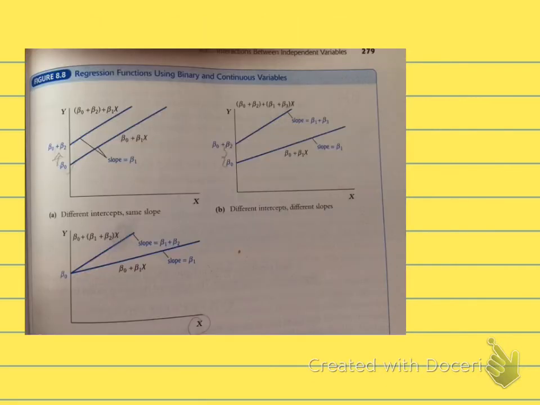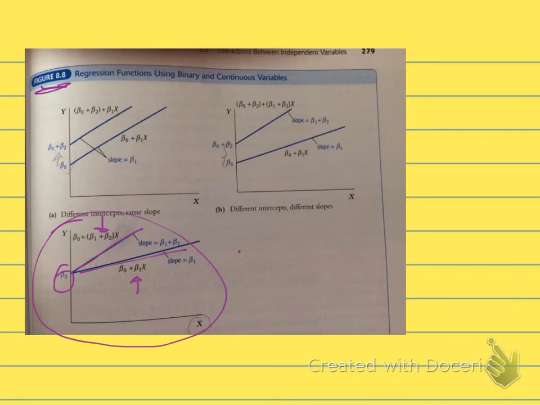We can look at a graphical representation of these three different possibilities. That third possibility is down here in figure 8.8. We have the same intercept but different slopes, right? So the slope for group d equals 0 is beta 1, and the slope for group d equals 1 is beta 1 plus beta 2.